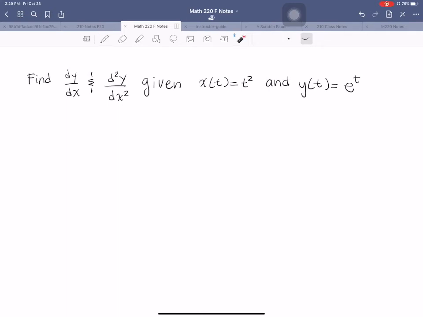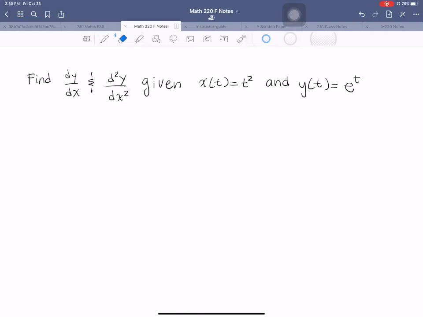Welcome. In this video, we are going to find the first and second derivatives of a curve defined parametrically. Namely, we're given that the x values of this curve are t squared, and the y values are given by e to the t.